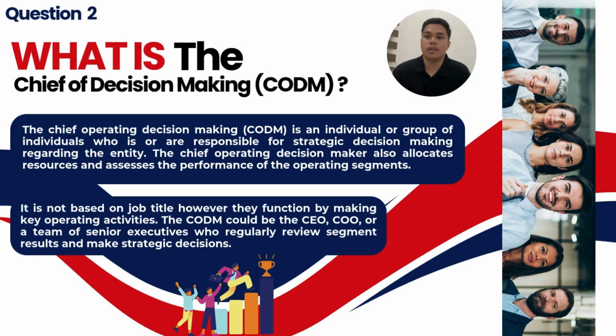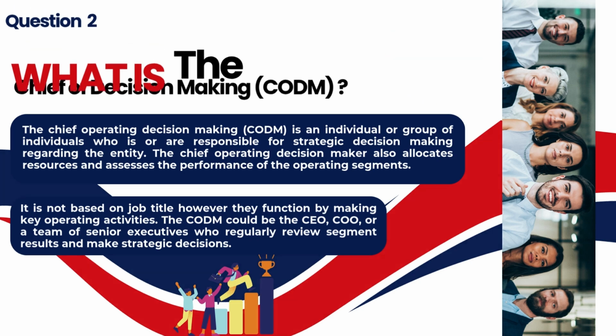In many organizations, the CODM might be the CEO, which is Chief Executive Officer, the COO, Chief Operating Officer, or maybe a group of senior executives who meet regularly to review performance and make strategic decisions. So overall, the CODM is to evaluate performance of business segments, allocate resources such as budget, staff, and investment, and the last one is to guide strategy and operation based on segment information.